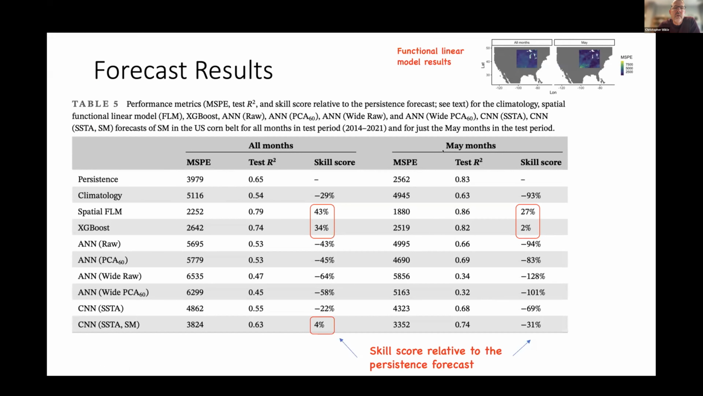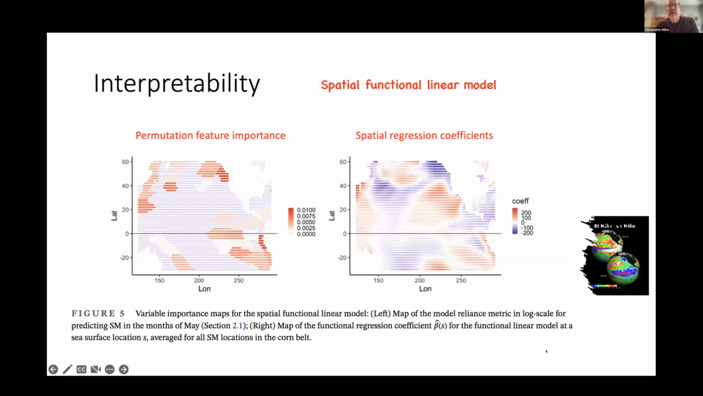But we also considered all the months. So these are all the methods that I just talked about. And you can see for all months, only 3 of the models actually have skill beyond just the persistence forecast. And I'll talk more about that at the end. And then for the May months, only 2 models did. Really, the spatial functional linear model was the only one with significant skill. The XGBoost had some skill as well. So that was kind of disappointing, but again, I'll talk about that in a bit.